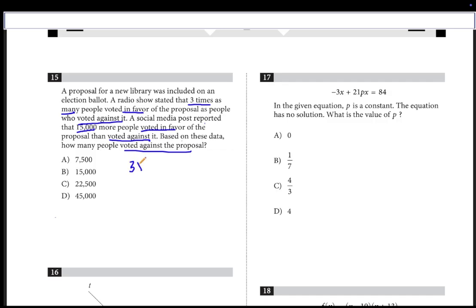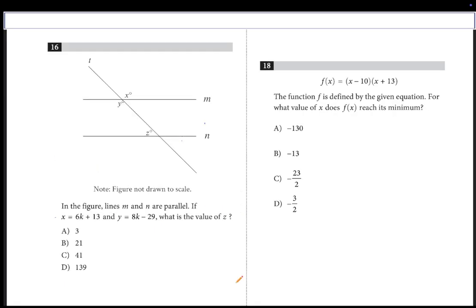So we're going to write this as 3x minus x is equal to 2x. So this is going to be our ratio of people who voted in favor over people who voted against it. So we know 15,000 more people voted in favor. And what this ratio is going to help us do is find the amount of people who voted against it. So that means since there's 2 times as many people, we can divide this by 2 to find how many people voted against the proposal. And that's going to equal 7,500, which gives us an answer of 8.